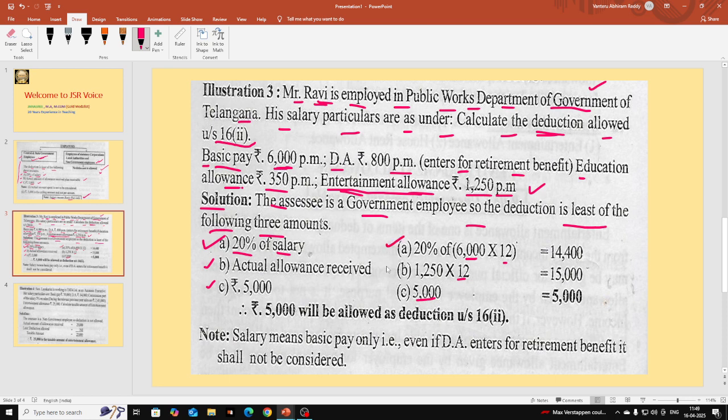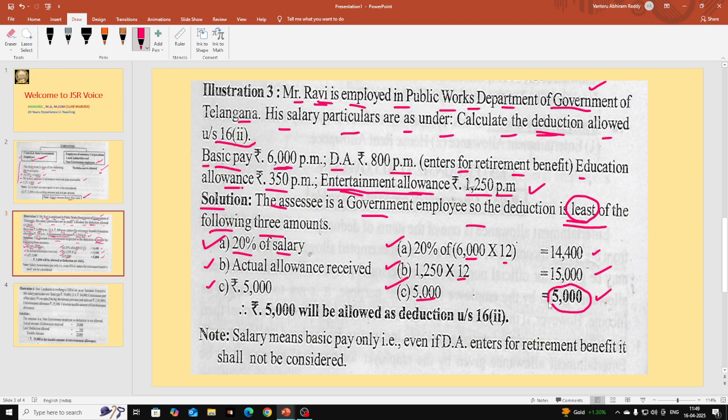20% of salary we calculated, and the second one is allowance. How much allowance is he receiving? Entertainment allowance 1,250 per month into 12, we are getting 15,000. The last one is 5,000. So the first one is 14,400, the second one 15,000, and the last one 5,000. But out of these three, which one should you select? The least one. So what is the least one here? 5,000.